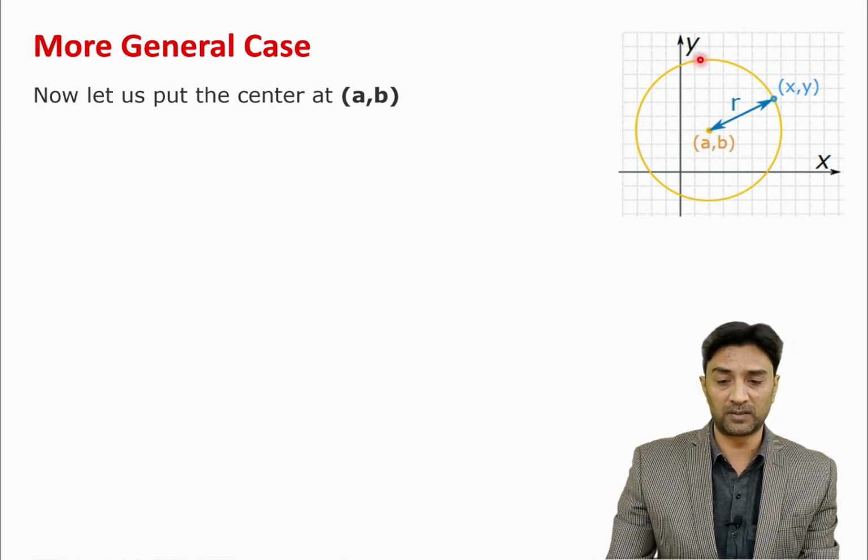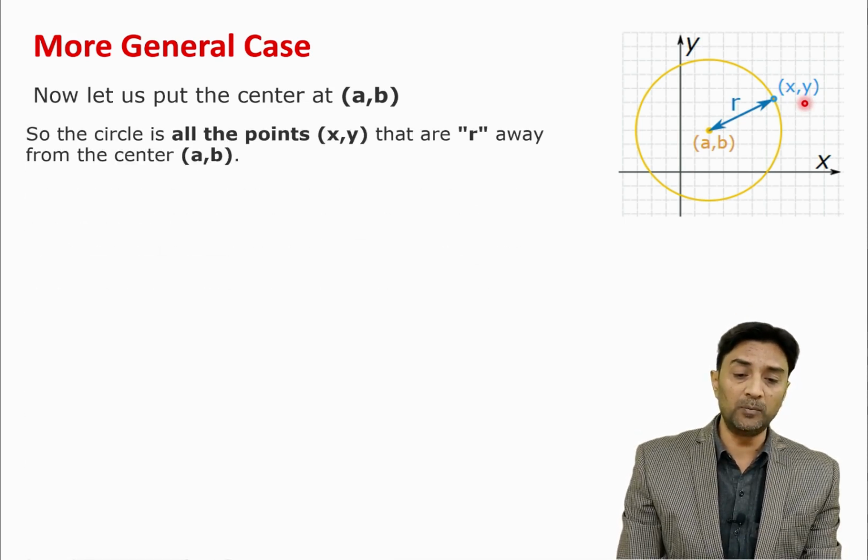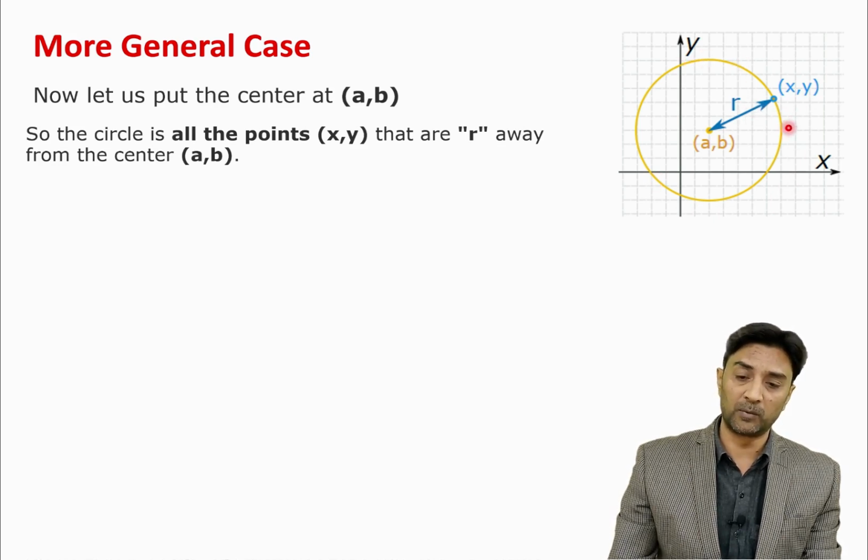And we have drawn this circle from the center. This is the radius r. A particular point has a coordinate, x and y. So the circle is all the points (x, y) that are a radius away from the center (a, b). Every point on this circle will be r away, whatever point you take.